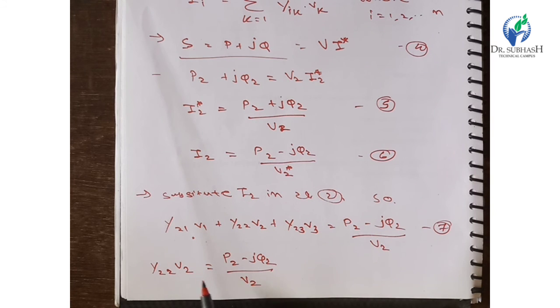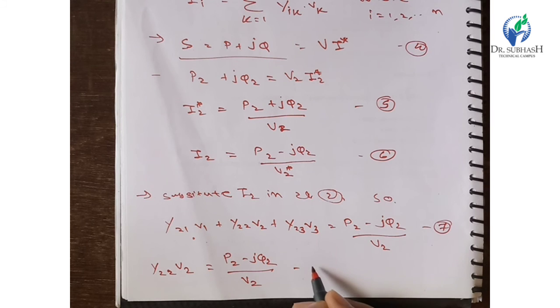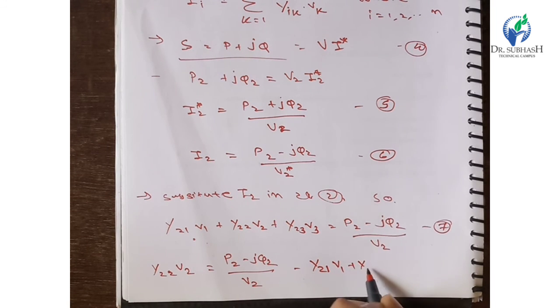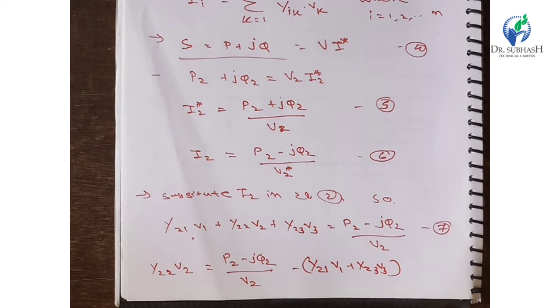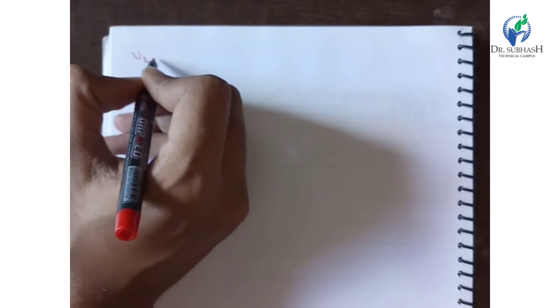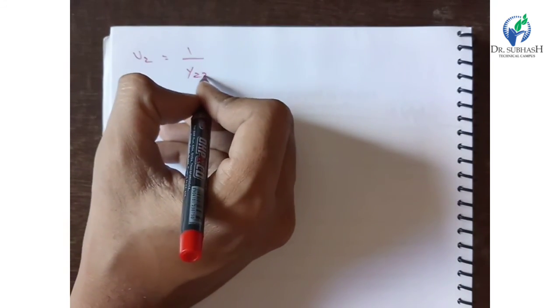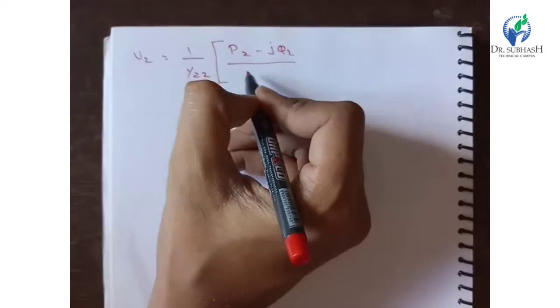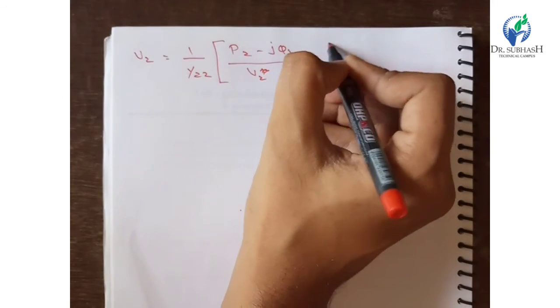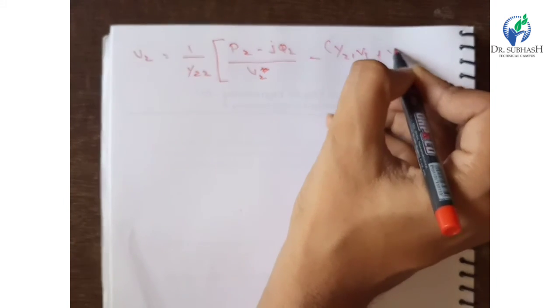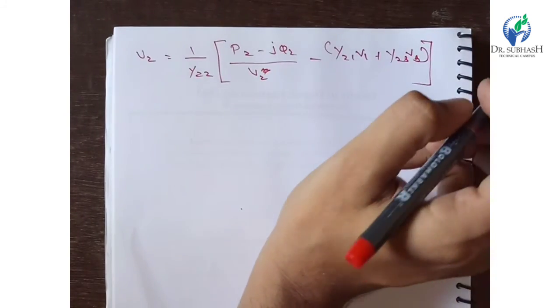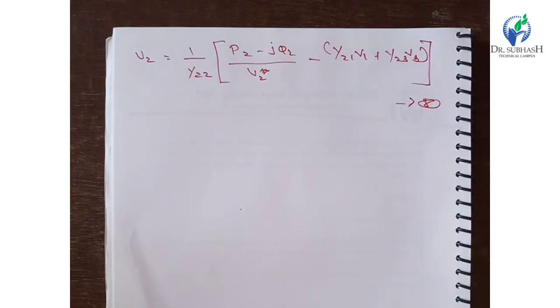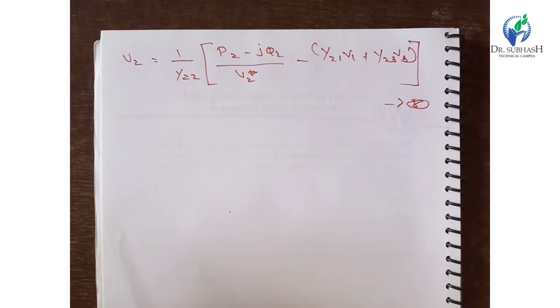From equation number 7, V2 can be determined. Moving Y21 V1 plus Y23 V3 to the other side, the updated form of this equation is V2 equal to 1 upon Y22 times the bracket of P2 minus jQ2 upon V2 conjugate, minus Y21 V1 plus Y23 V3. This is equation number 8.